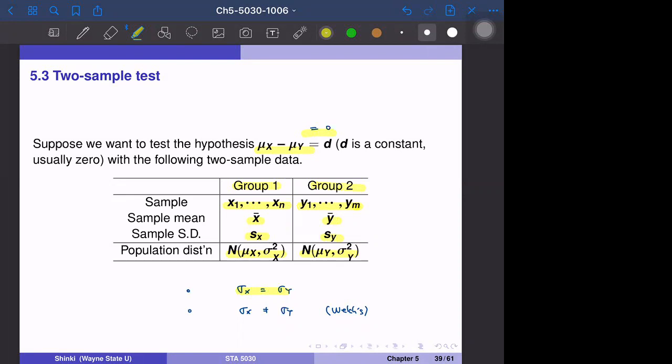Maybe another possibility is that observations come from some machines, and sigma x and sigma y are determined by the precision of the machines, but still we don't know the average size or weight of the sample. So we don't know mu x and mu y. That's still possible, so we discuss this first. Then next we discuss the more general case.